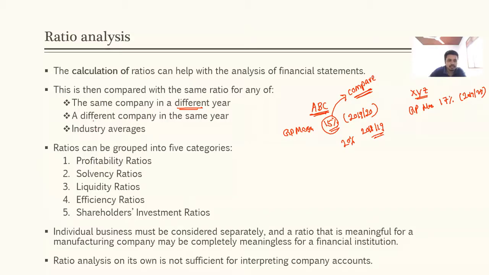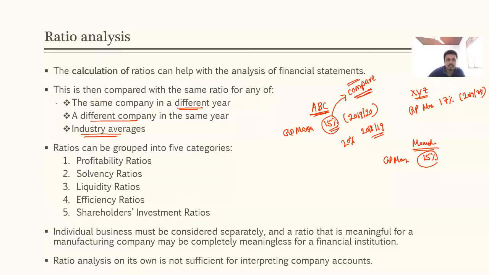Or else we can compare it with the industry average. If it is the manufacturing industry, what is the industry average in terms of GP margin, right? If the GP margin, assume it is 15%, then we can compare and say, okay, we are performing well. We are maintaining the industry average in terms of GP margin. We have nothing to worry about here. Likewise, you can make decisions only if you are able to compare it with something else.